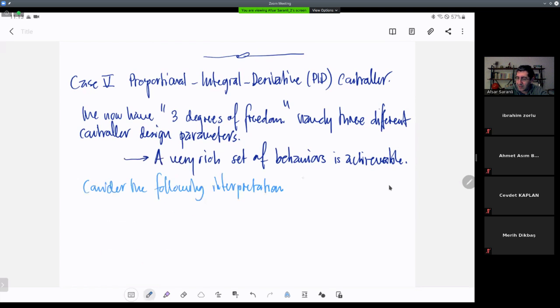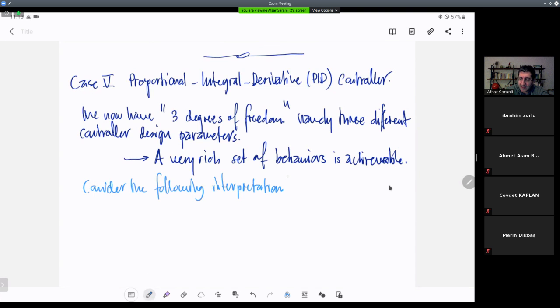Interpretation with the dependent, again, dependent ideal PID parameterization. We also call this the PID form. So here is our controller transfer function.